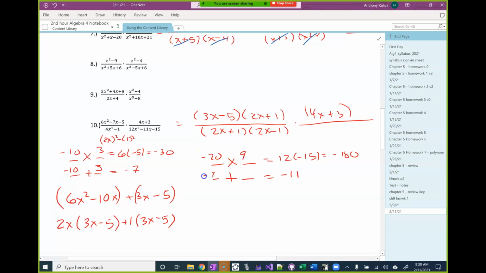That gives negative 11x. Make my 2 groups. I can take a 4x out of the first group, leaving me with 3x minus 5. And I can take a 3 out of the second group, leaving 3x minus 5. So I have 3x minus 5 times 4x plus 3.